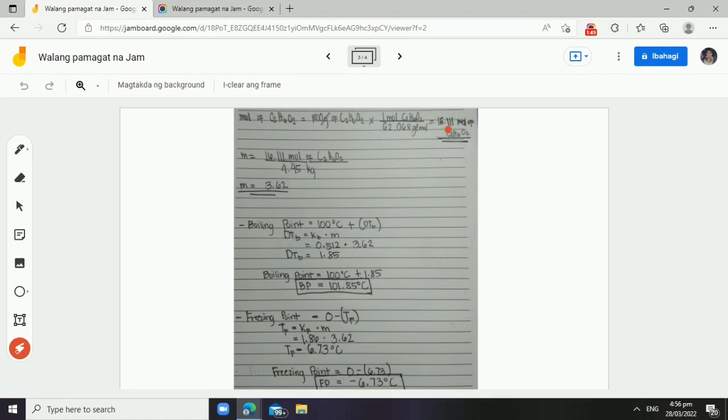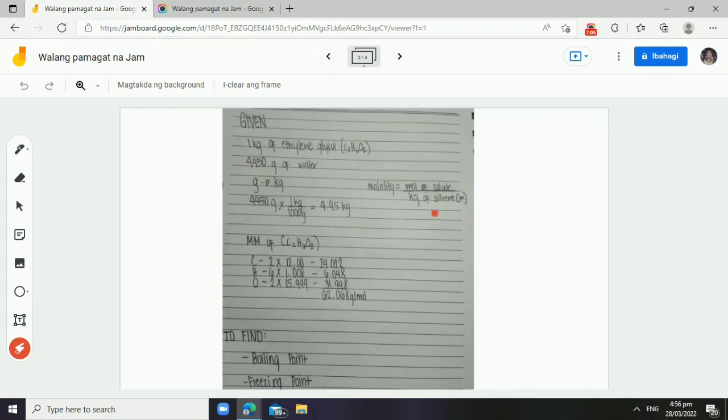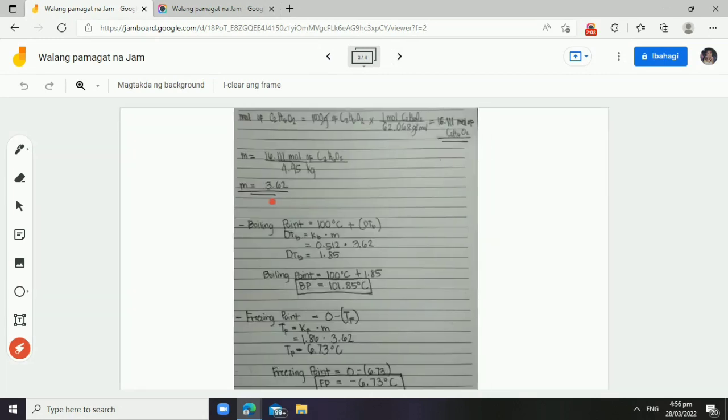Now that we have the moles of solute, which is 16.111 moles, i-divide naman natin siya dun sa 4.45 kilograms ng solvent. So, we will get 3.62 na molality. Now, we will get the boiling point and the freezing point.